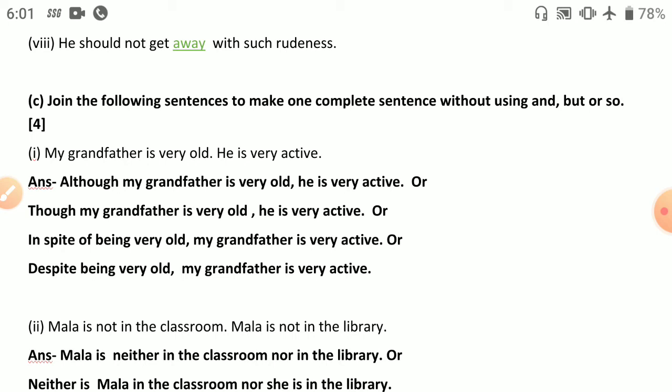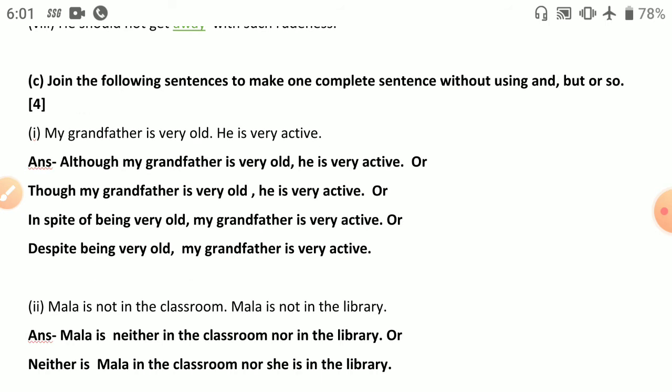Though my grandfather is very old, comma, he is very active. Even though, also you can use: even though my grandfather is very old, he is very active. In spite of, a very important usage: in spite of being very old, my grandfather is very active. Or you can use despite, but despite we cannot use of. So, despite being... Despite takes participles. In spite also takes a participle, but it also has of. So, in spite of being very old, my grandfather is very active.